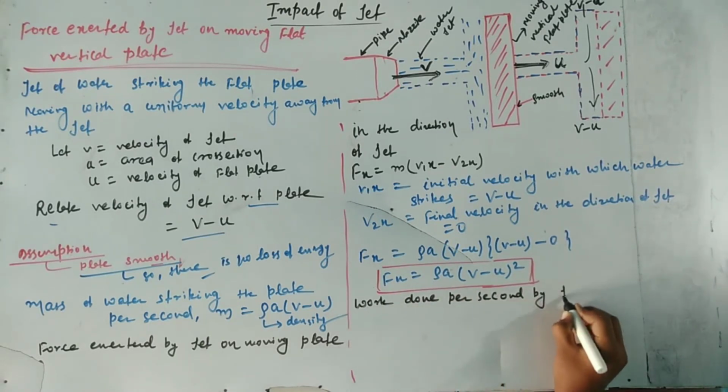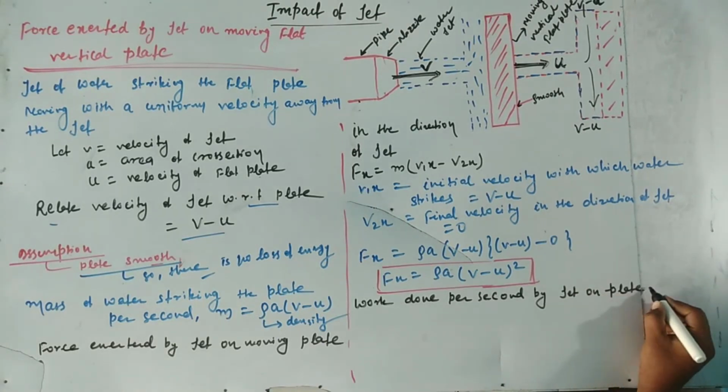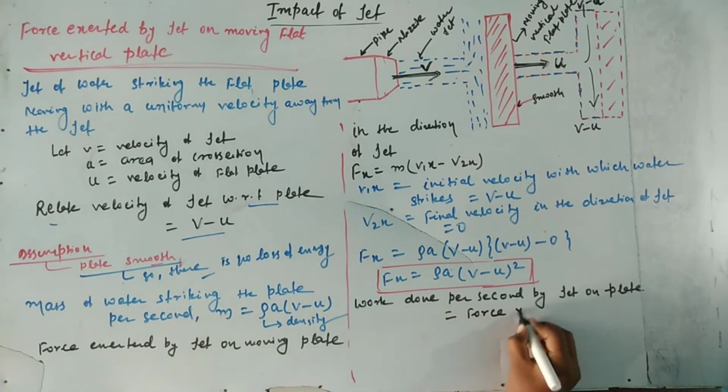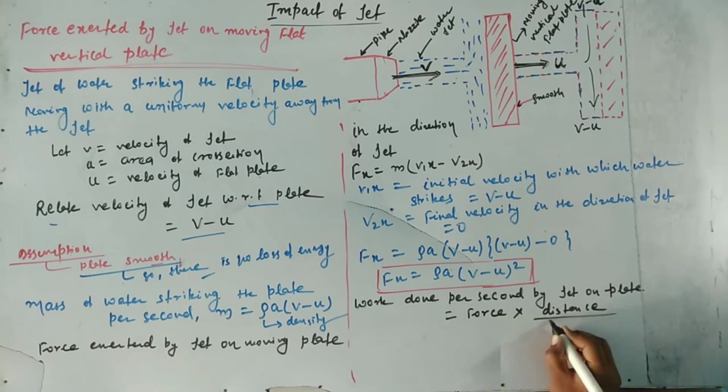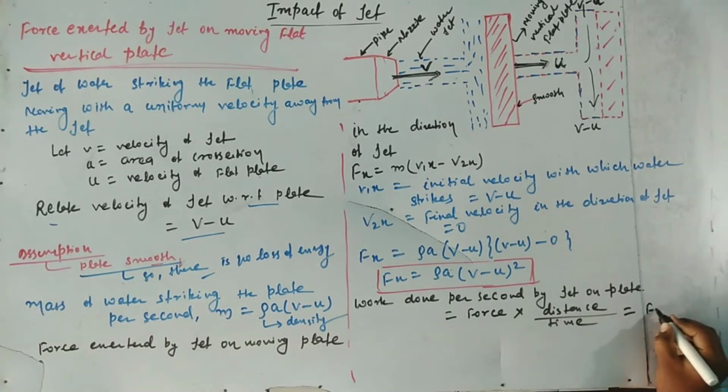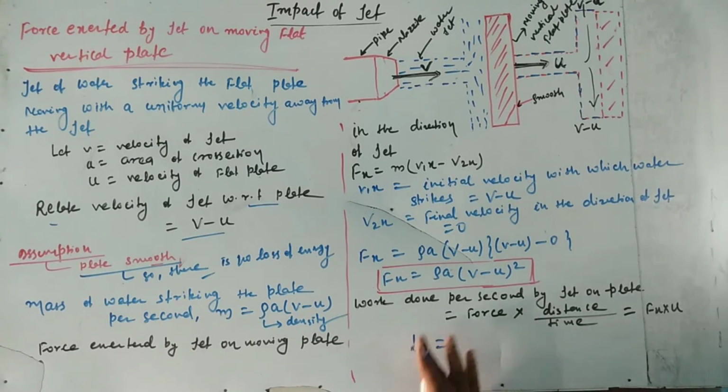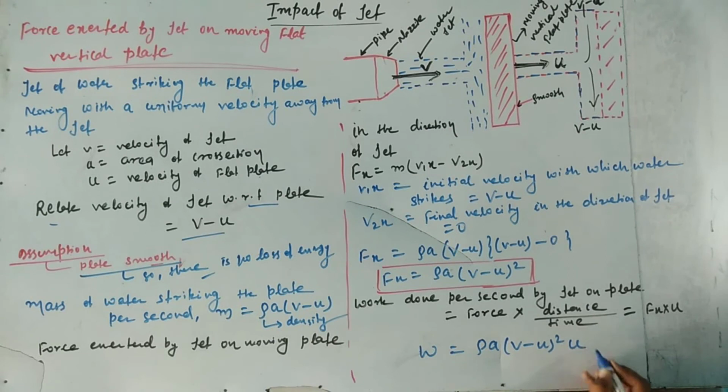Now we can calculate the work done per second by the jet on the plate. Work done is force into distance, and here we calculate per second. So work done per second by the jet on the plate equals force into distance by time, which is Fx into u. Putting the value of Fx, the work done is rho a into whole square of v minus u into u. This is the work done per second by the jet on the plate.